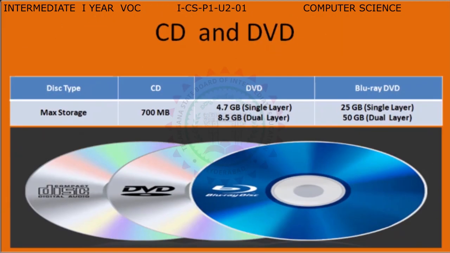In this slide, you can see an image of optical discs, CDs and DVDs. As you can see, CD can store up to 700 MB, DVD can store up to 4.7 GB if it is single layer, 8.5 GB if it is dual layer. Similarly, Blu-ray DVD 25 GB if it is single layer, 50 GB if it is dual layer.